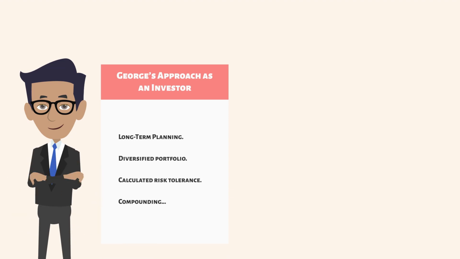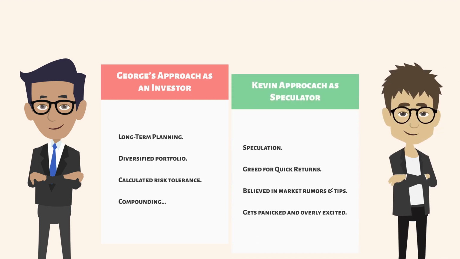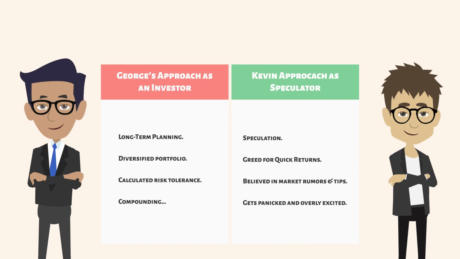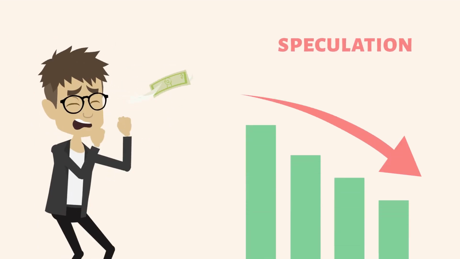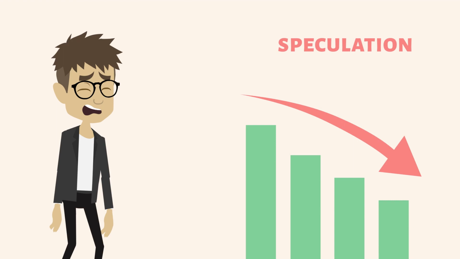George's approach as an investor has long-term planning, diversified portfolio, calculated risk tolerance, compounding. Kevin's approach has speculation, greed for quick returns, belief in market rumors and tips, getting panicked and overly excited. Although Kevin is a very smart man, he loses all his money due to speculation.